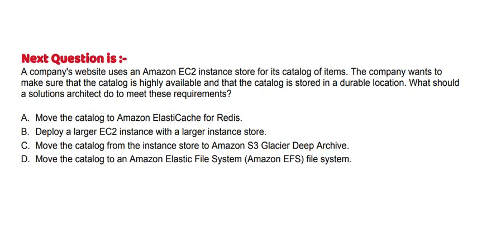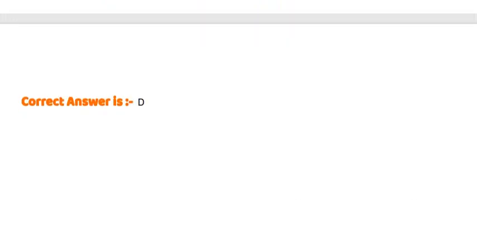Option A: move the catalog to Amazon ElastiCache for Redis. Option B: deploy a larger EC2 instance with a larger instance store. Option C: move the catalog from the instance store to Amazon S3 Glacier Deep Archive. And option D: move the catalog to an Amazon Elastic File System. The correct answer is option D.